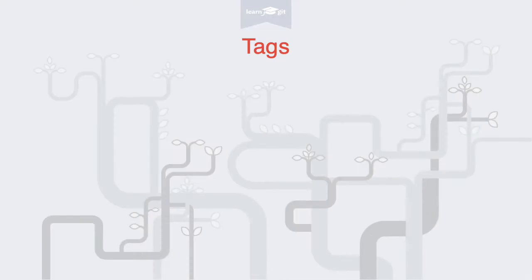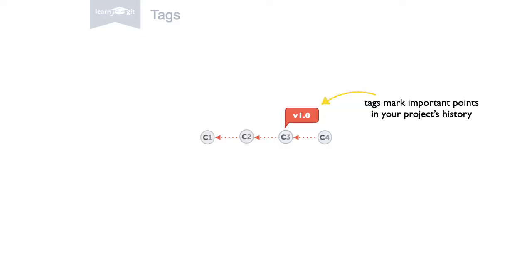Welcome to a video series on learning version control with Git. Today you'll see how you can use tags in Git. Tags allow you to mark important points in your project's history, for example a release.